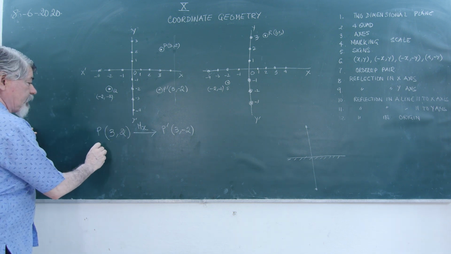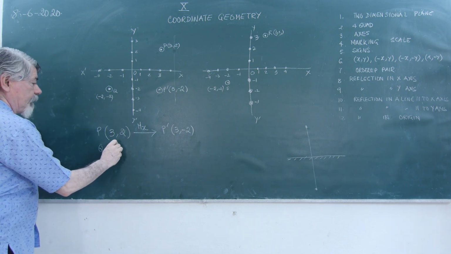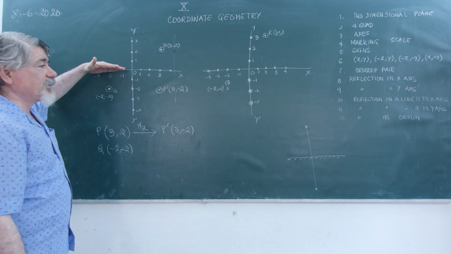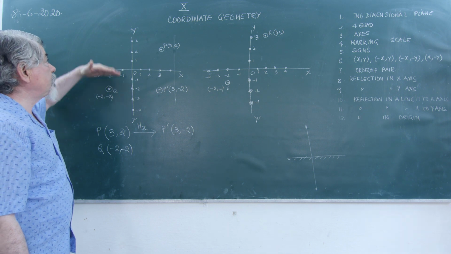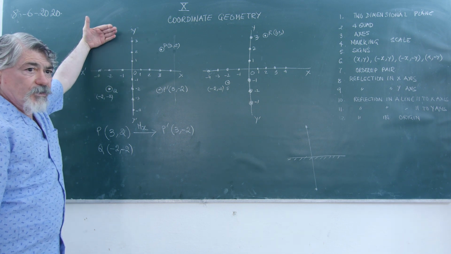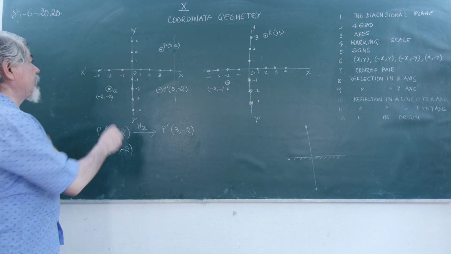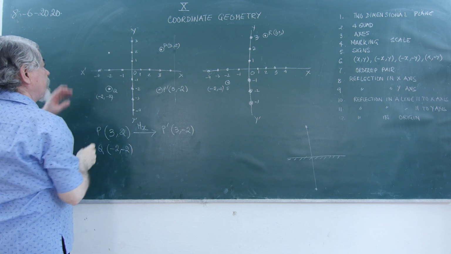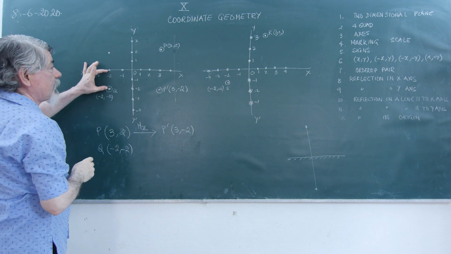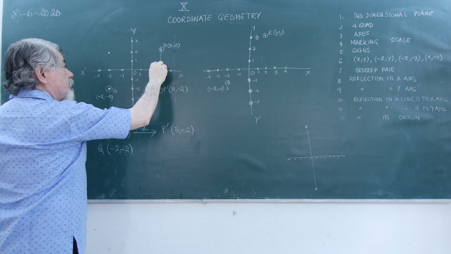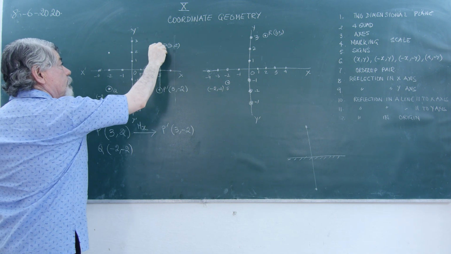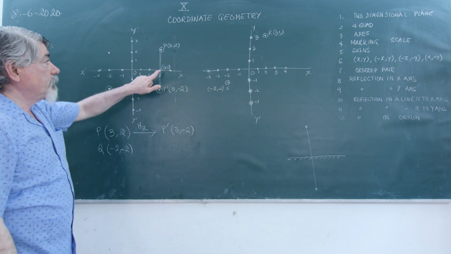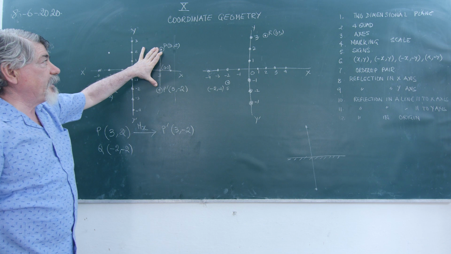For example, Q is another point which has coordinates (-2, -2). It is in the third quadrant. If I treat the x-axis as the mirror, then its image will be formed in the second quadrant, at the same distance. This distance and this distance have to be the same. If I join this to this, this point is (3, 0). (3, 0) should be the midpoint of PP dash.